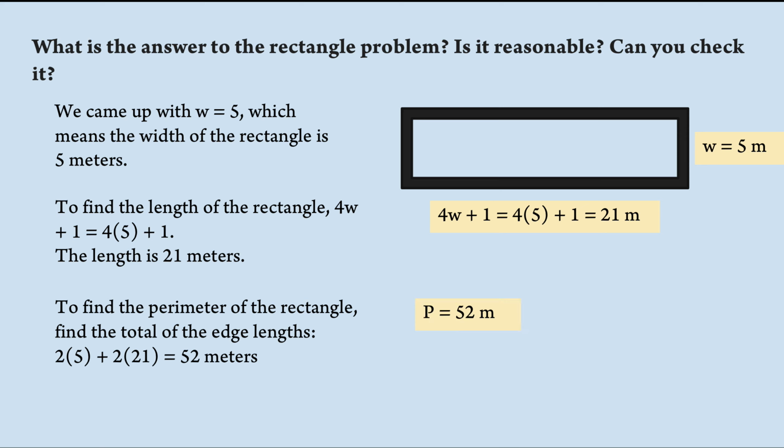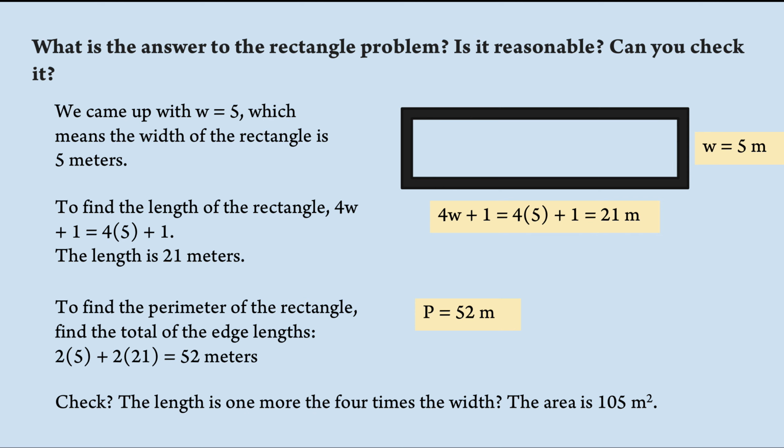We've answered the questions. Are things reasonable? Well, we have all positive values. That's good when we're talking about lengths. As far as checking to make sure that we are okay, is the length 1 more than 4 times the width? And the answer is yes. We kind of forced that to happen. And then we can check the area. When you do 5 times 21, you get 105 square meters. And so I think our work here is done.